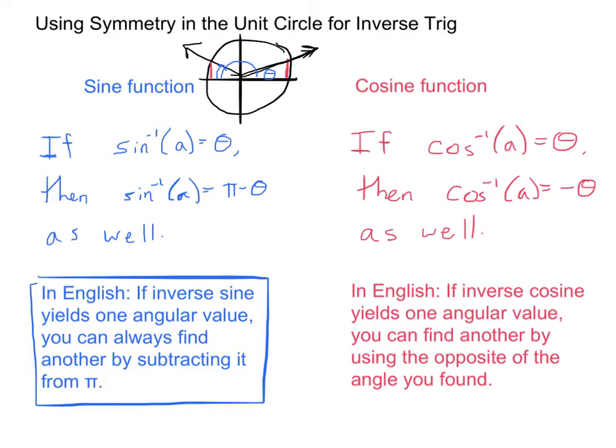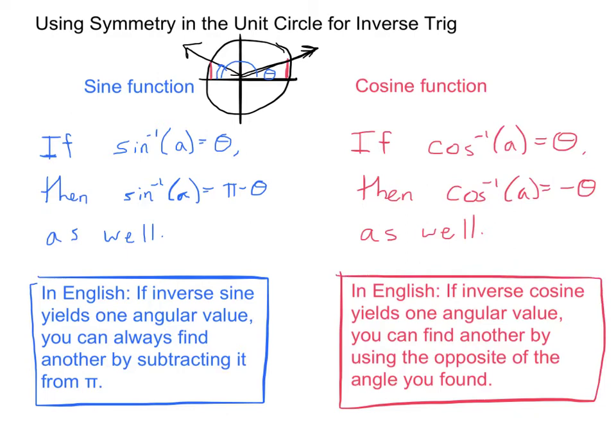Okay. Cosine is a little bit different and, to be honest, easier. With cosine, if the inverse cosine of some ratio gives you an angle, you can find another angle that has the same inverse cosine value by just taking the negative of that angle. I don't know that I really need to read this one in English. If you get one angular value, you can find another one by doing the opposite of that angle that you found. The previous slide, when I did those other examples, I hope made that process clear. And if it doesn't, then I'll illustrate it in the examples that I have coming up.